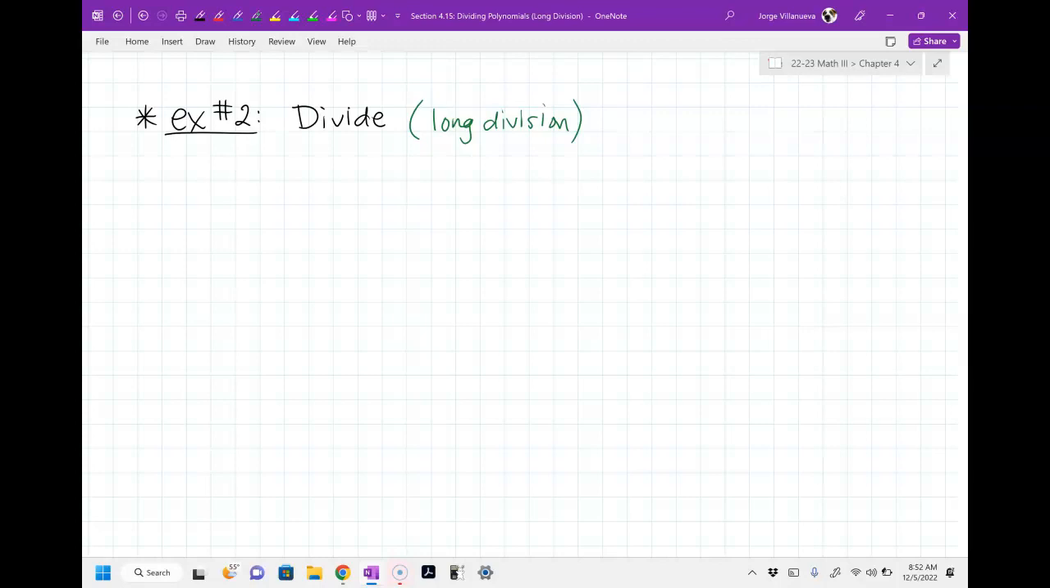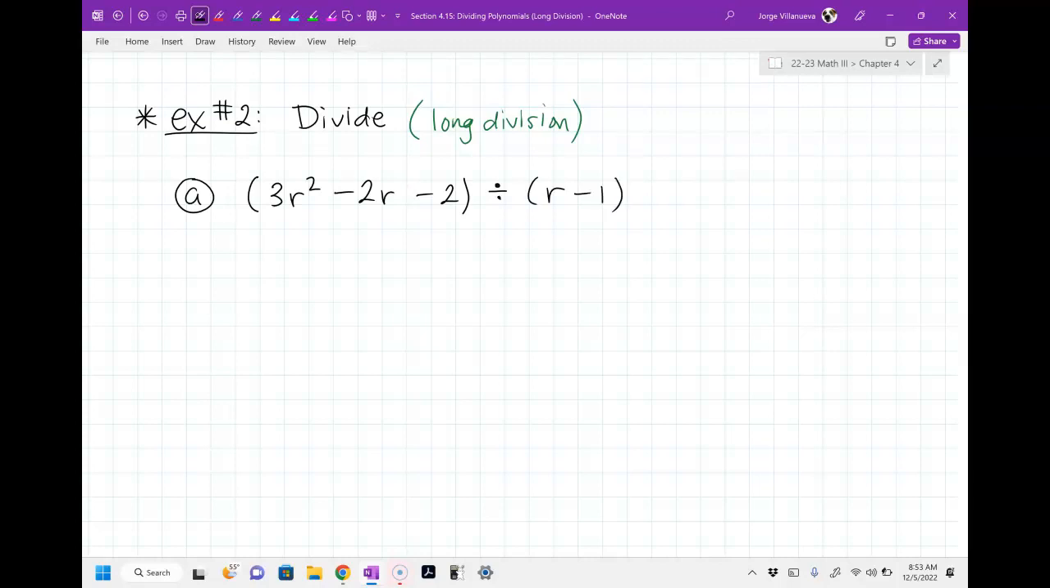So here we go, part A. Again, these are both part of your homework, okay? So 3r squared minus 2r minus 2 divided by r minus 1.